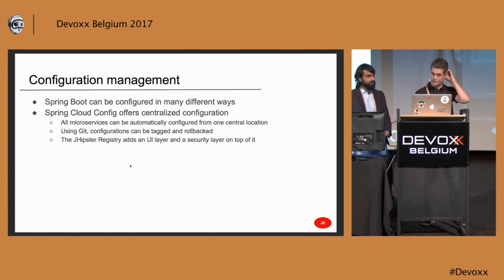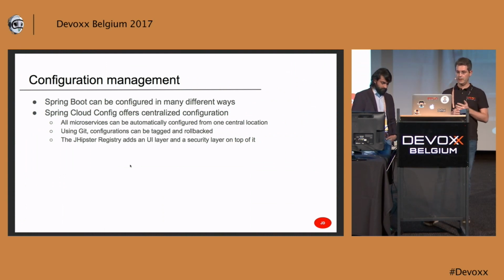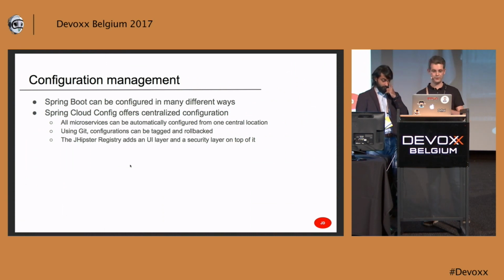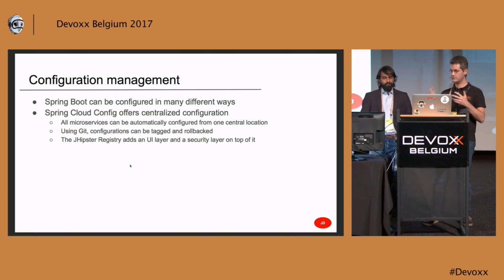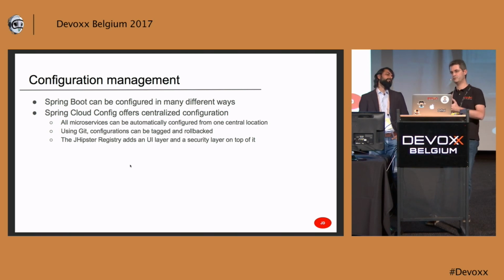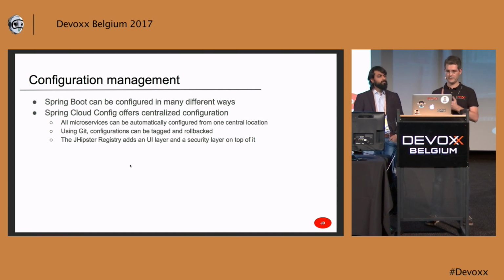So configuration management is very important. If you use the Spring Boot config with JHipster, all microservices will be automatically configured, of course. They can be stored in Git. Not everybody does it, there are some other options, but by default, this is what we do. So you would have a specific Git repository, which would be secured, of course. And as it's Git, what is interesting is that you can tag and roll back your configurations, which is very nice.